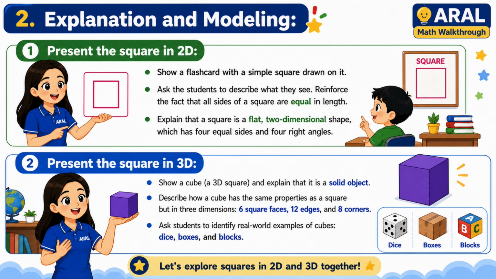Present the square in 3D. Show a cube, a 3D square, and explain that it is a solid object. Describe how a cube has the same properties as a square, but in 3 dimensions: 6 square faces, 12 edges, and 8 corners. Ask students to identify real-world examples of cubes, such as dice, boxes, and blocks.